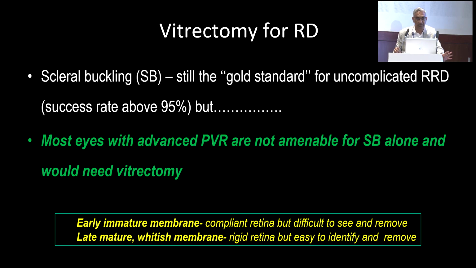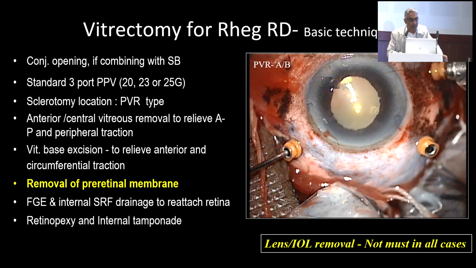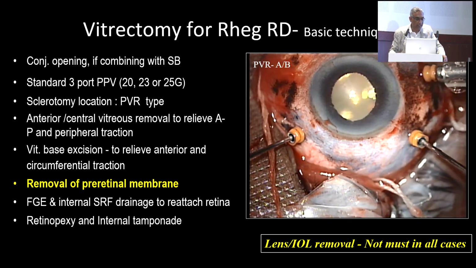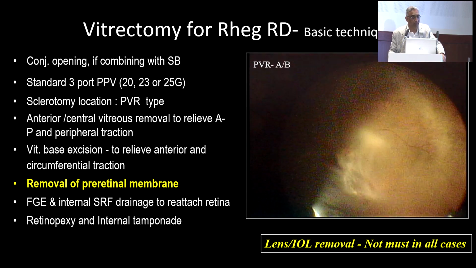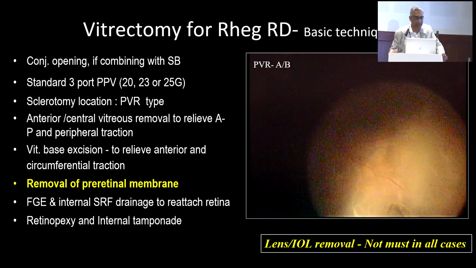Scleral buckling, still all of us agree, as Dr. Subhadra said, is the gold standard, particularly in uncomplicated cases. However, most eyes with advanced PVR are not amenable to scleral buckling and would need vitrectomy as well. So, if you are planning a combined buckle, obviously you open the conjunctiva. I still prefer, if you have the option, to at least add an encerclage in all these cases.